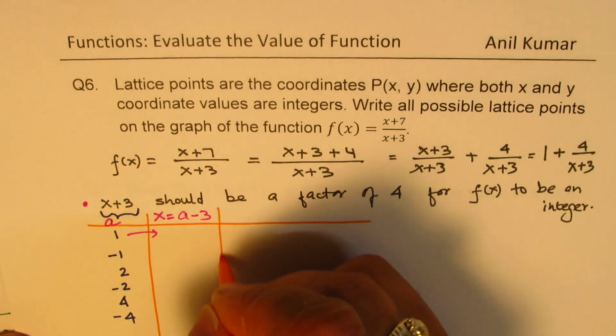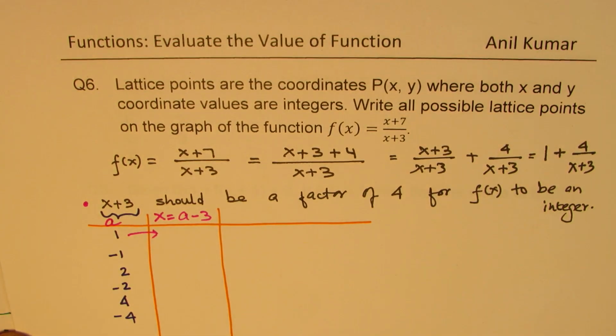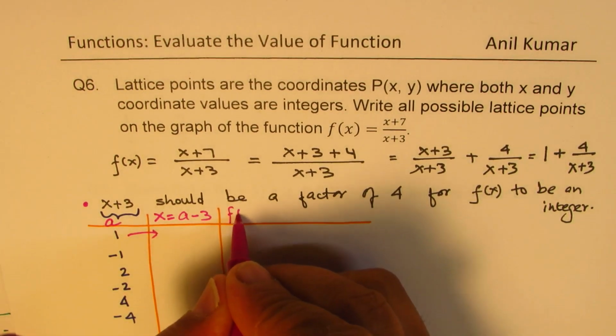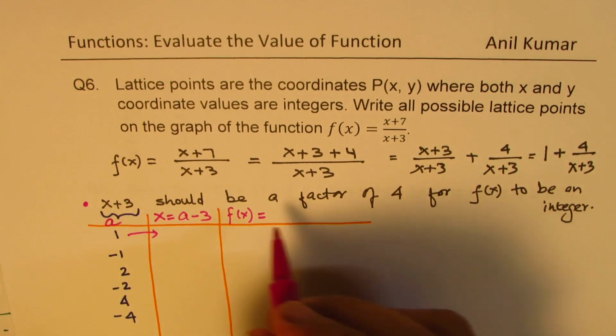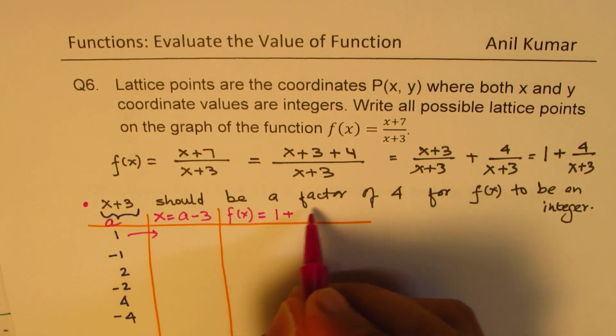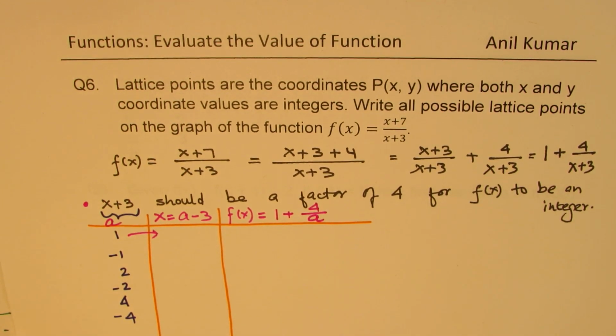And once we calculate this, we can calculate what f of x is. That is y, right? So, and f of x will be equal to what? A is x plus 3. So f of x will be 1 plus 4 over a. Is that clear to you? So that is how we are going to get the value.